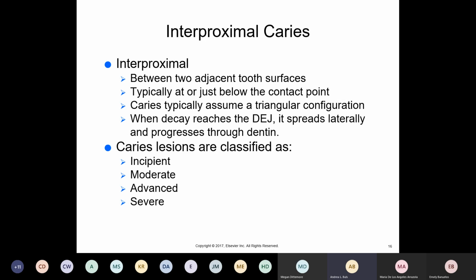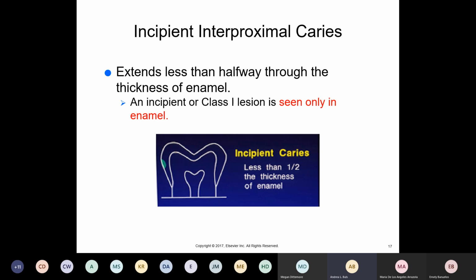And it typically assumes that triangular configuration as it kind of works its way through the enamel to the dentin. When decay reaches that DEJ, it'll spread laterally and progress through the dentin. It's like it hits the dentin and then just kind of blows up. Carious lesions are going to be classified as either incipient, moderate, advanced, or severe. All of these classifications have kind of a definition that would define each classification, and we're going to go over that. So if I have incipient, this is where we want to catch our patients.